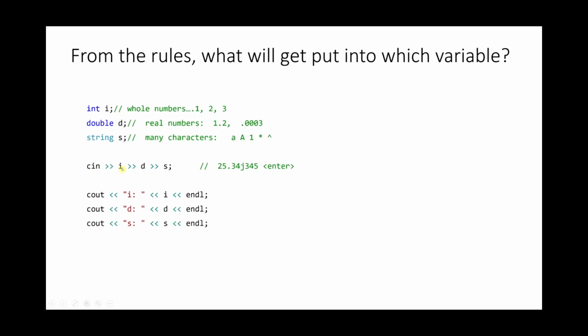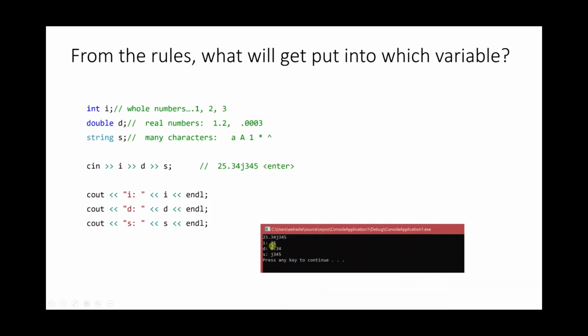So cin I, D, S. I'm going to enter this without a stop. Like I'm going to enter 25.34J345. Then enter. What is the output? Now the output would be I receiving 25, D, double, receiving 0.34, then J is receiving 345.